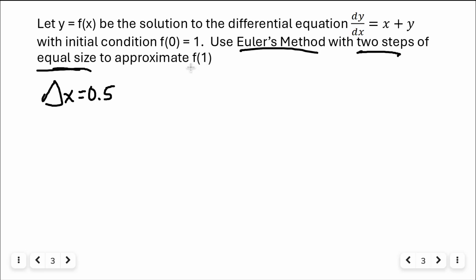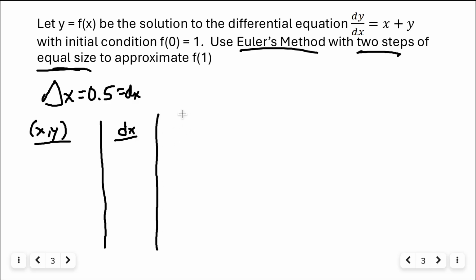All right? Okay, so to do this, what I tend to do is set up these little charts. In the chart, I start at x comma y. Okay, and then I have my delta x, or my dx. All right, in this case, we already know what dx is. dx is 0.5. And then we're going to calculate dy/dx, x plus y.